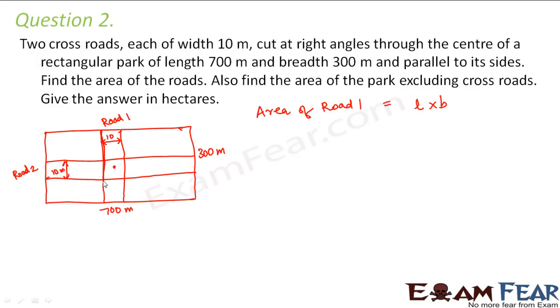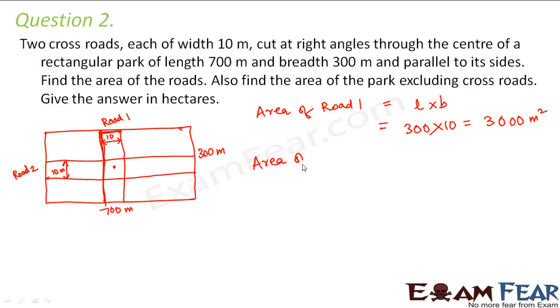So the length for this road would be this length, right? So this is nothing but 300 meters, because this is given as 300. So this would be 300 into breadth. So breadth would be this much, which is nothing but 10. So this would be equal to 3000 meters square. So this is the area of road 1.